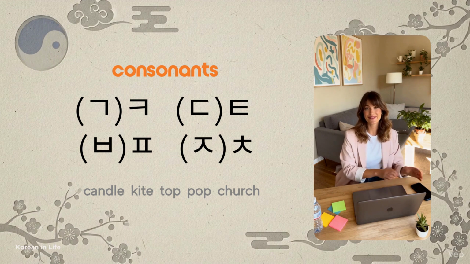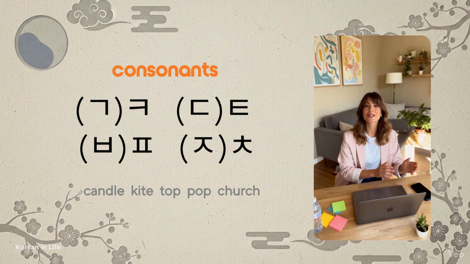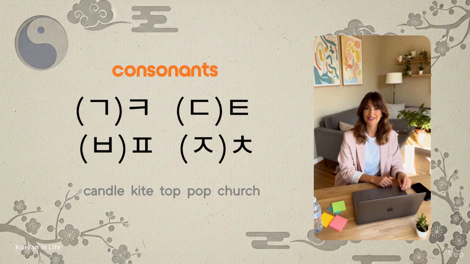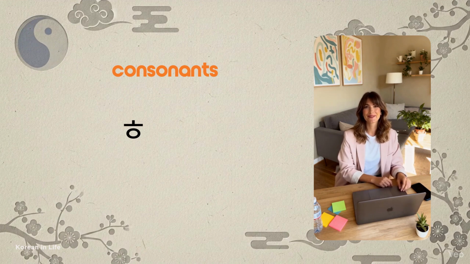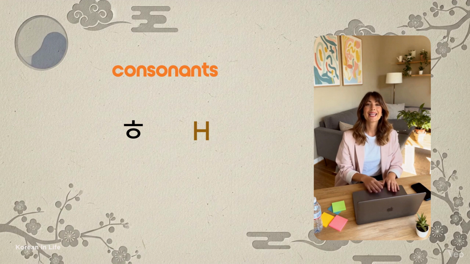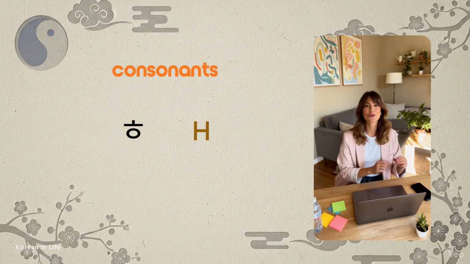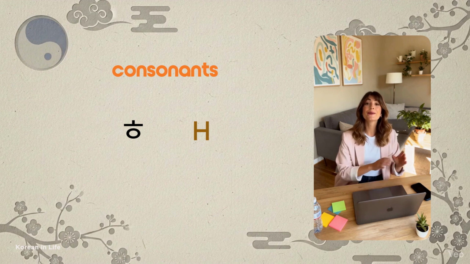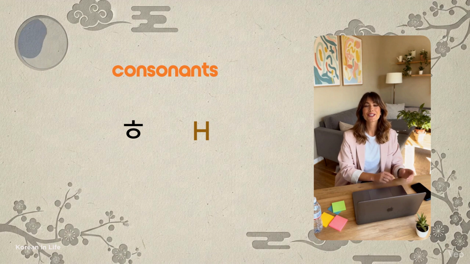Chieut. This is ch with a puff of air, the strong ch sound, like in church. And finally, Hieut. This makes the H sound, like in hat. You did a fantastic job. You have just learned all 14 basic Korean consonants.